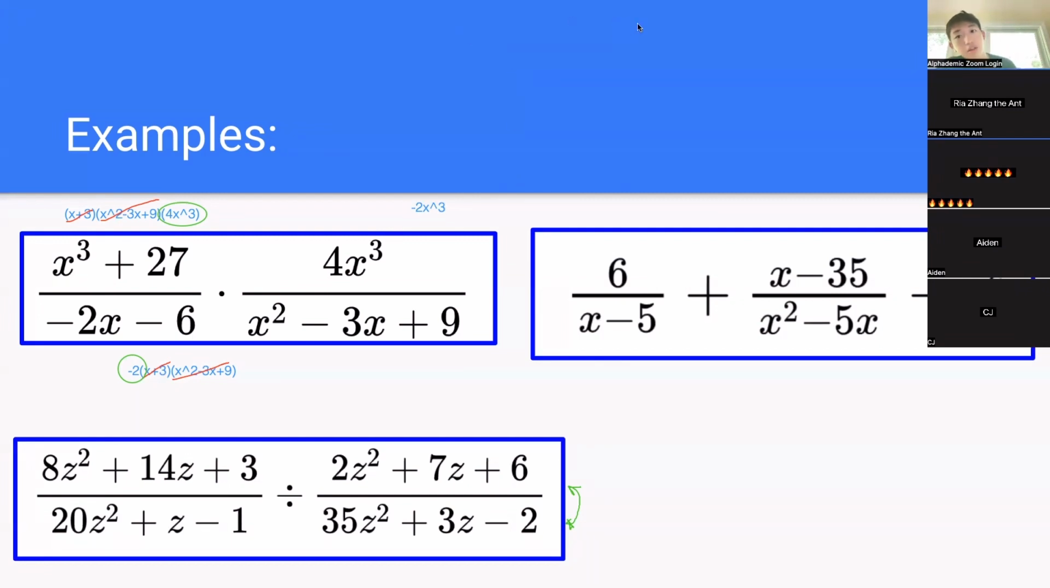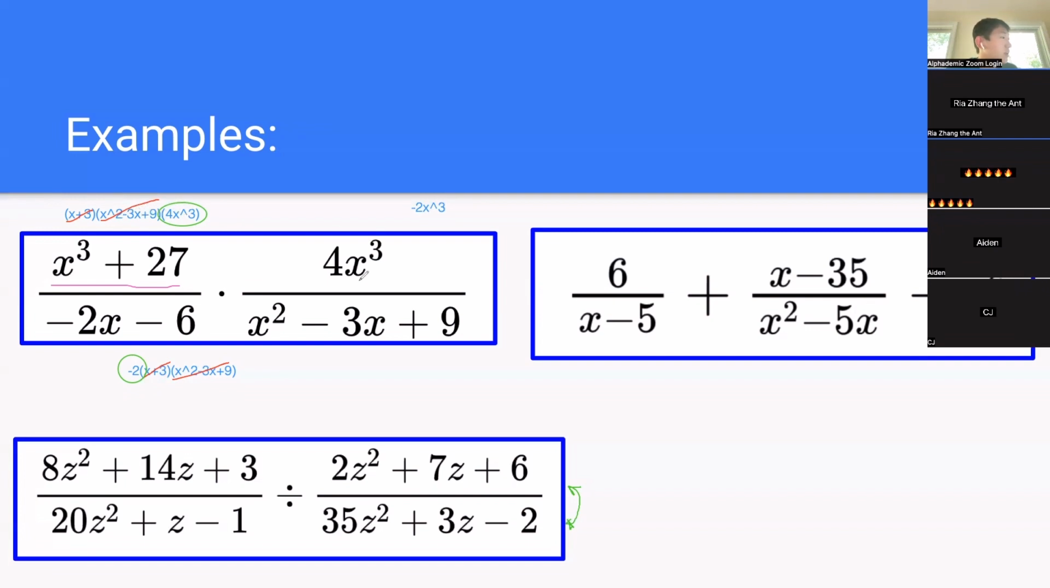So for the first one, I already showed it, but when you are solving these, when you're simplifying, I should say, these type of problems, you just want to see how much you can break each part down. So for example, in this first problem, the x cubed plus 27, you can break that down using the sum of cubes. So that goes into x plus 3 times x squared minus 3x plus 9.